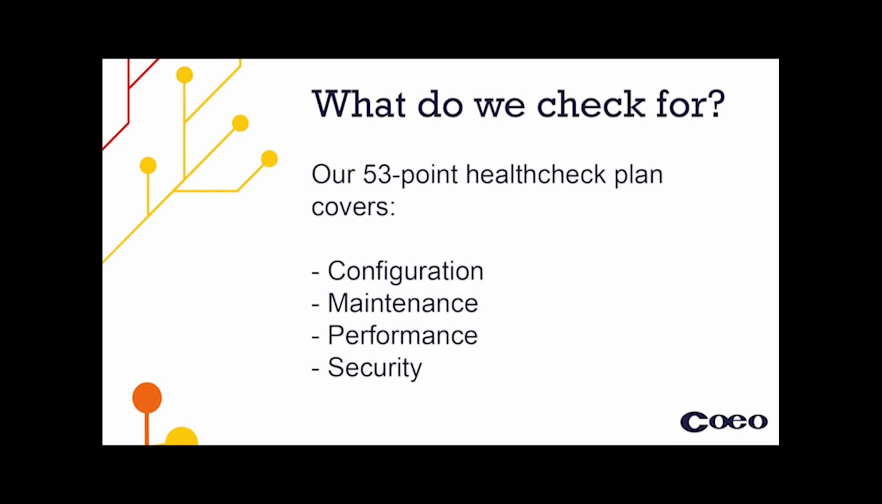And can you talk through a bit about the checks that we'll carry out and what the sort of things that we'll check for? At the moment, we've got a 53-point health check plan that covers four main categories: configuration, maintenance, performance, and security. And within those categories, there are three priorities: high, medium, and low, based on the potential impact to the server. These range from server level configurations to maintenance.